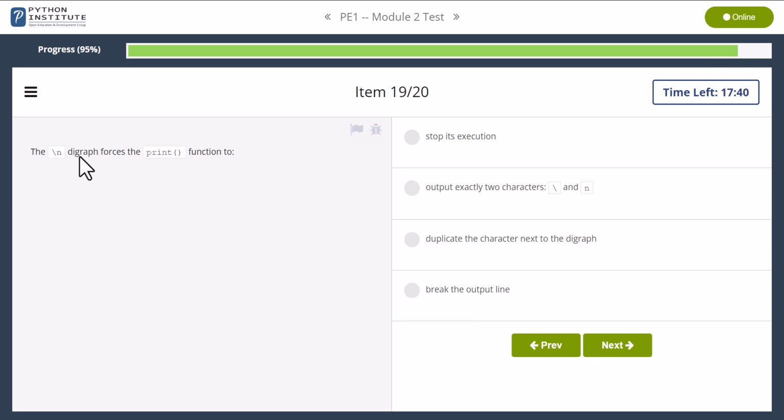The backslash n digraph forces the print function to, this is the escape character n, and this is the character for new line. Stop execution, output exactly 2 characters, not correct. Duplicate the character next to the digraph, no. Break the output line, yes, it just creates a new line, breaking the output line.